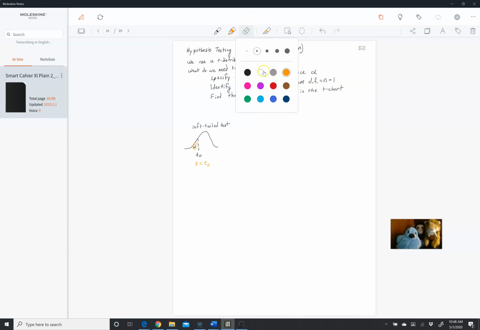Then you have your right tail test. Same thing as for a normal distribution. So here now, this is your t sub 0. This is your alpha. Your rejection region is to the right of t sub 0 instead of to the left. So when do we reject the null hypothesis? When t is greater than t sub 0. And this is our right tail test.